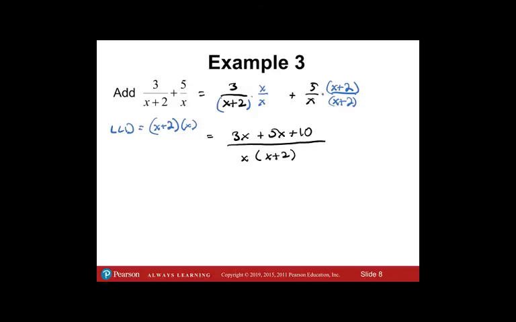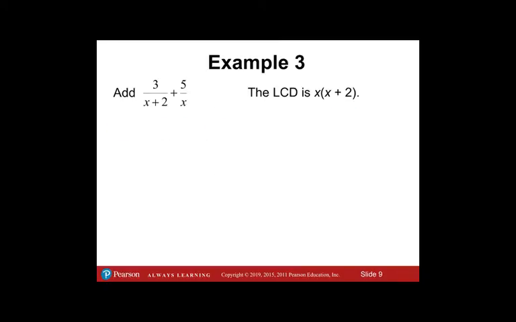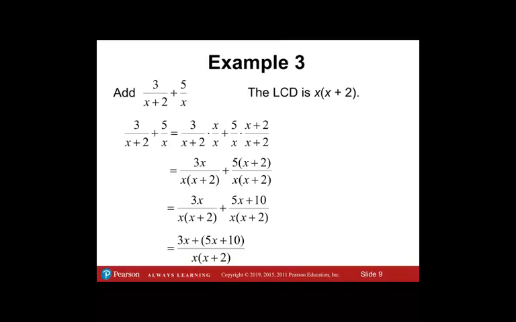Combining like terms, we get 8x plus 10 over x times x plus 2. Even if we factor out a 2, we'll get 4x plus 5 and nothing is going to cancel. So I'm going to leave it like this: 8x plus 10 over x times x plus 2. Okay, you see it there.